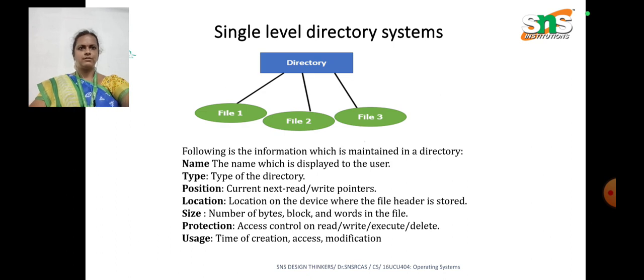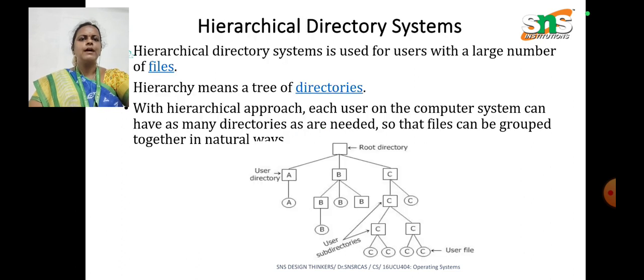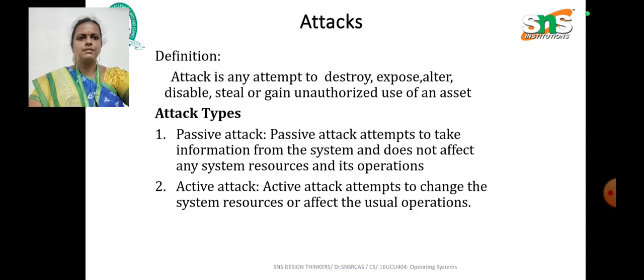Following is the information which is maintained in the directory, that is name, type, position, location, size, protection, and the usage. Hierarchical directory system is used for users with a larger number of files. Hierarchy means a tree of directories. With the hierarchical approach, each user on a computer system can have as many directories as needed so that files can be grouped together in natural ways.